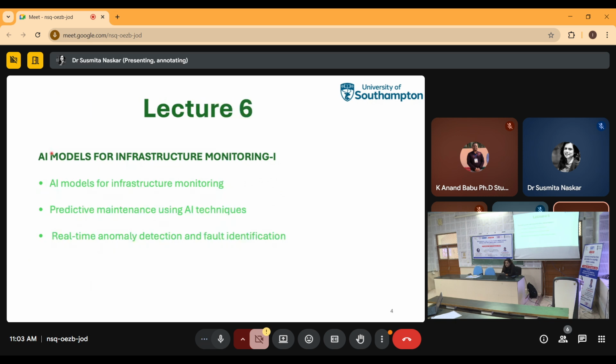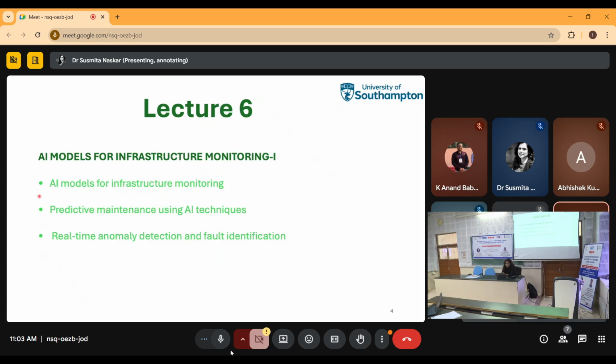In the first part, on lecture 6, we are going to talk about the AI models for infrastructure monitoring: what monitoring methods we have, such as classification or other methods like decision trees. Then we will also talk about predictive maintenance using these AI techniques. Following that, we will talk about real-time anomaly detection and fault detection, fault identification for infrastructure monitoring. So we have three sections of discussion today.